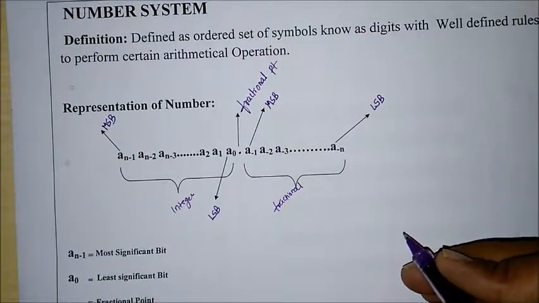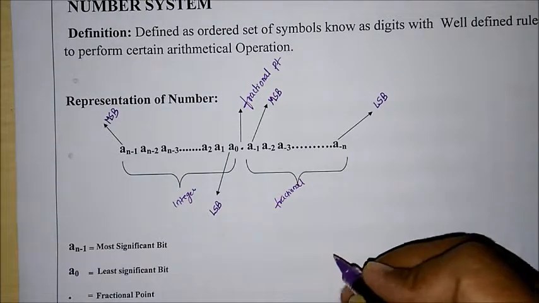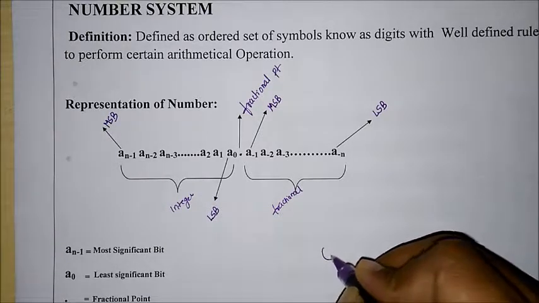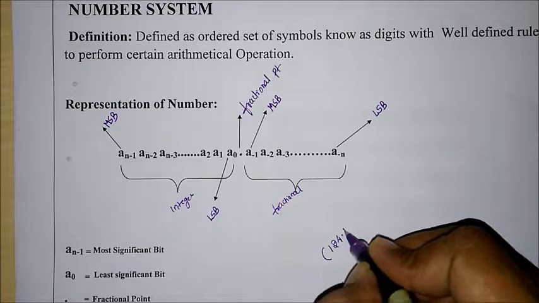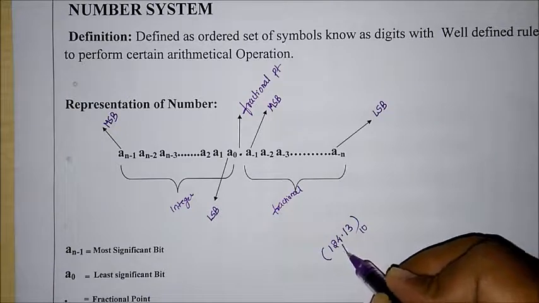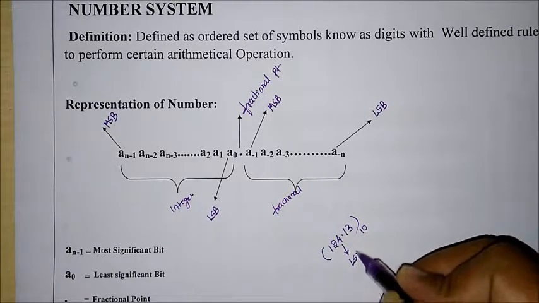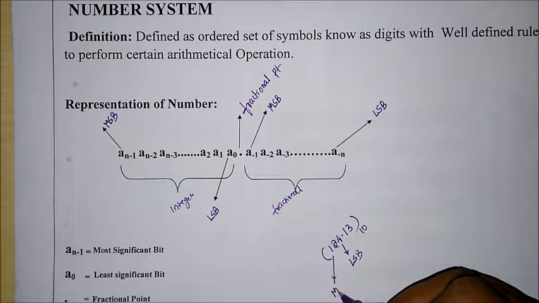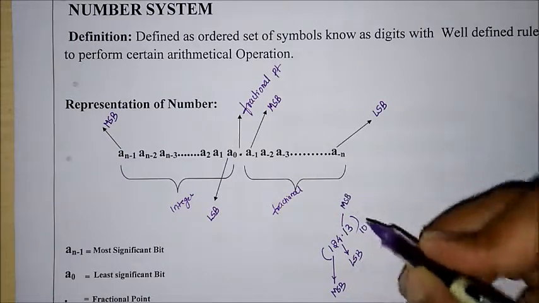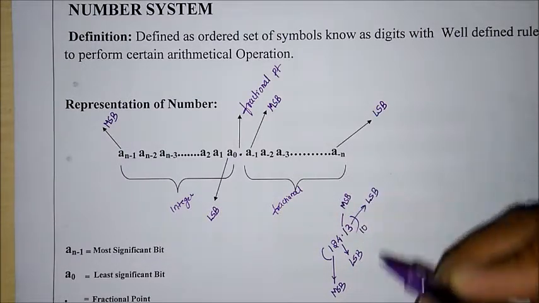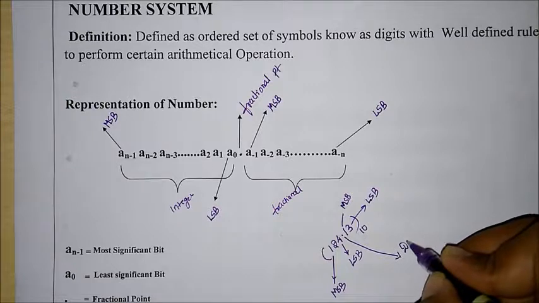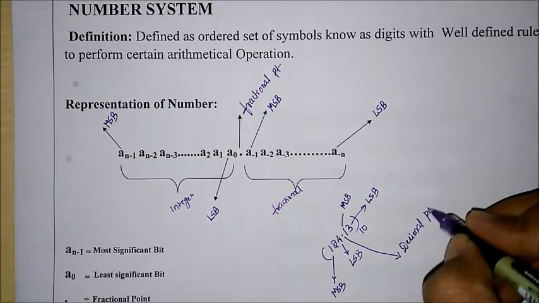Now let us see some examples. As we are well versed with the decimal number system, I am taking the example of 124.13. In this decimal number, the 4 is the LSB, and the 1 on the left is the MSB. The 1 in the fractional part is the MSB, and 3 is the LSB. The point separating the two parts is called the decimal point.